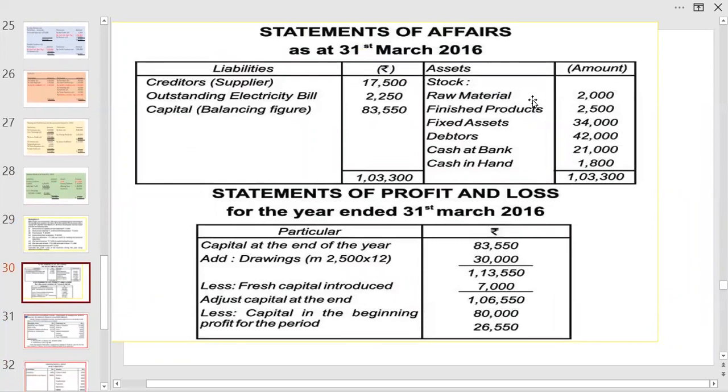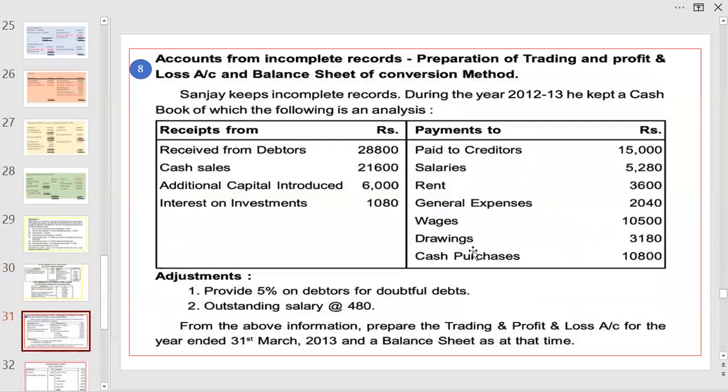All assets are totaled, less creditors and the outstanding electricity bill, leaving a balance of 83,550, which is the capital. To that, capital introduced and drawings are adjusted, leaving an adjusted capital balance of 106,550. If you match that with the opening 80,000, the profit has to be 26,550. In the next illustration, an extract of a cash book with receipts and payments is given.